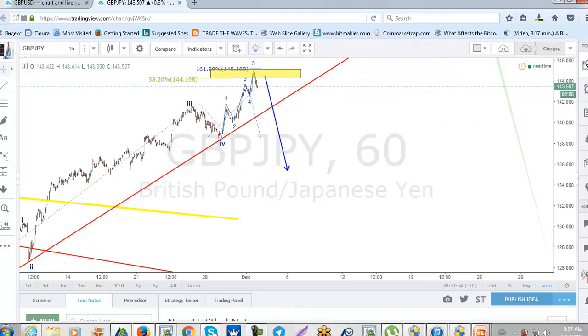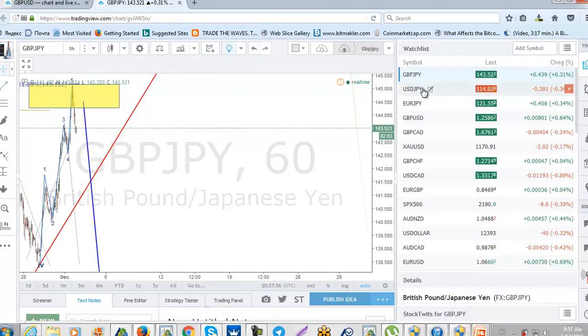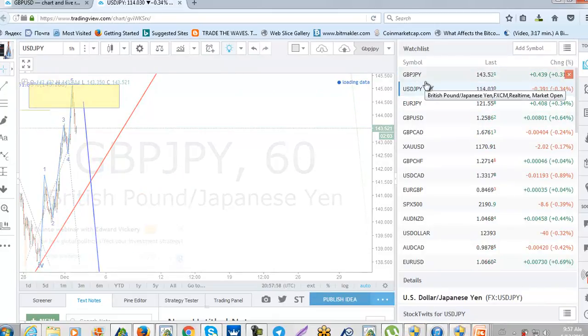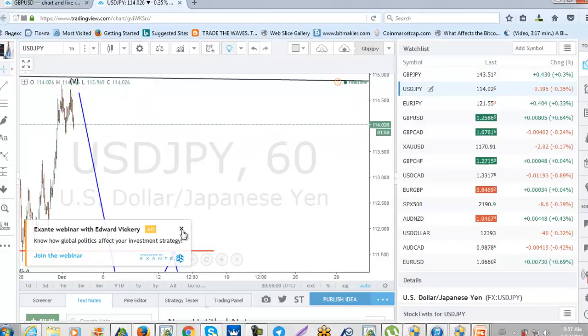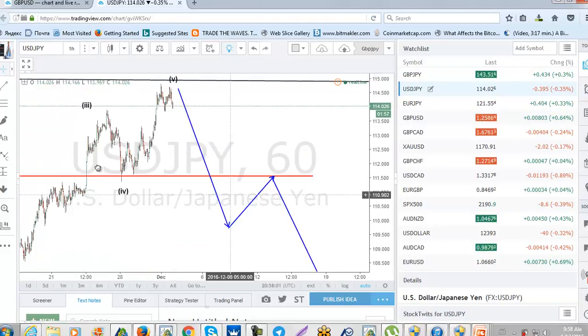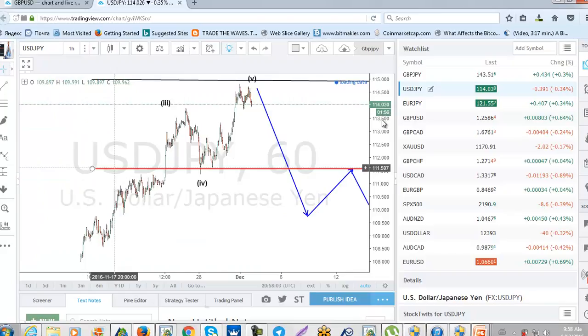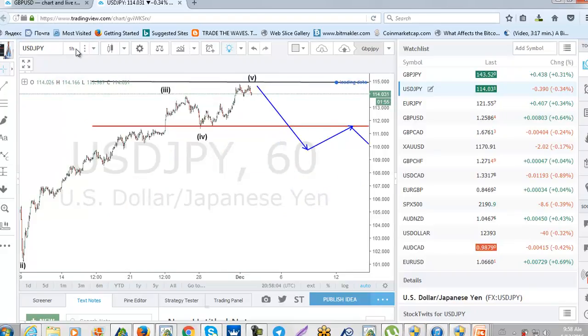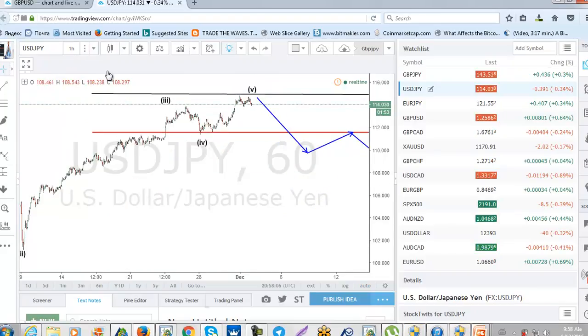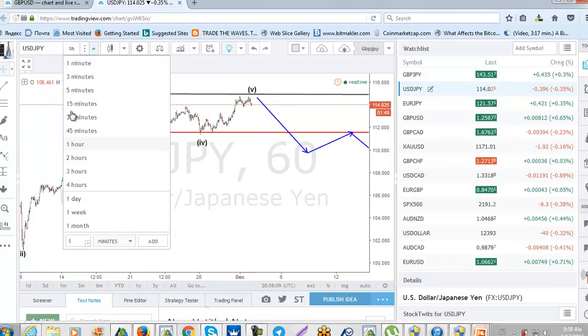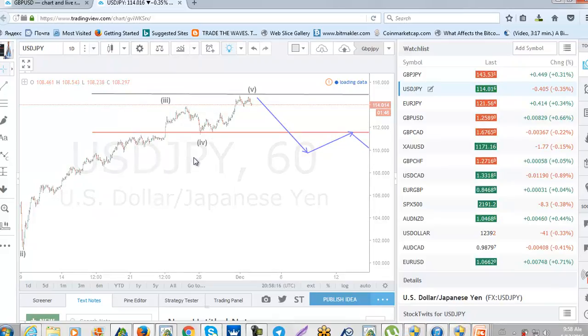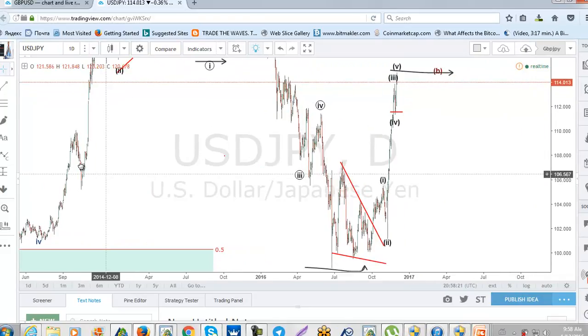Okay, the same thing is happening, or let me say something similar, in US dollar Japanese yen. We're also having price reacting, forming this same kind of pattern at a very good zone as well. We can take a look at the daily chart. Or that is not okay, we will look at the 4-hour chart.